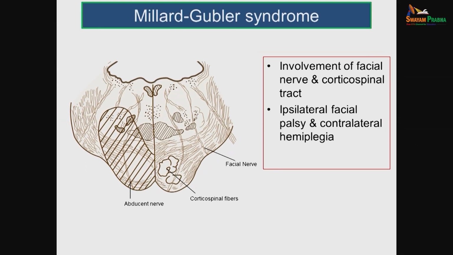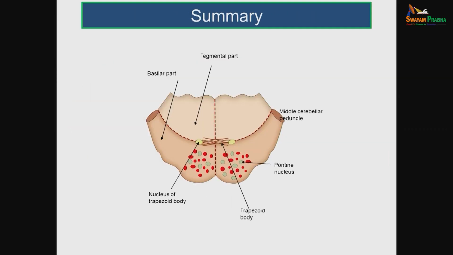Okay. Same thing, if this affects the facial nerve and the contralateral hemiplegia, that is the corticospinal tract involvement, we call it a Millard-Gubler syndrome. Okay. So, looking at this, whether it is an involvement of the lateral rectus or the facial palsy, you can call it either the Millard-Gubler or a Raymond syndrome. So, looking at these, we need to differentiate where the lesion is.